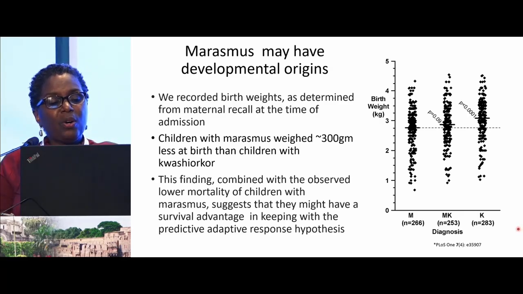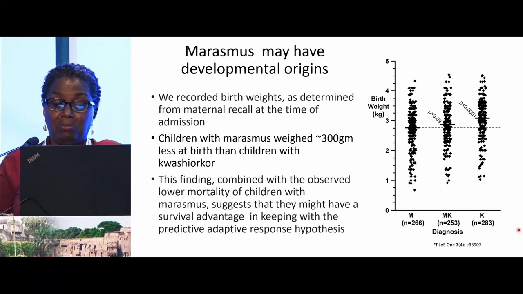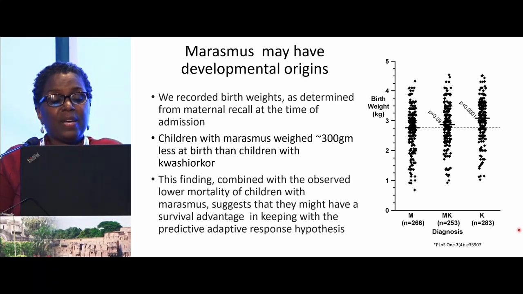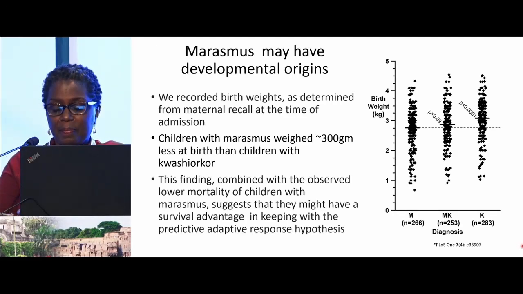So from these recorded birth weights, we were able to determine that children with marasmus weighed about 300 grams less at birth than children with kwashiorkor. What does this mean? This finding, combined with the observed lower mortality of children with marasmus, suggests that they might have a survival advantage in keeping with the predictive adaptive response hypothesis.